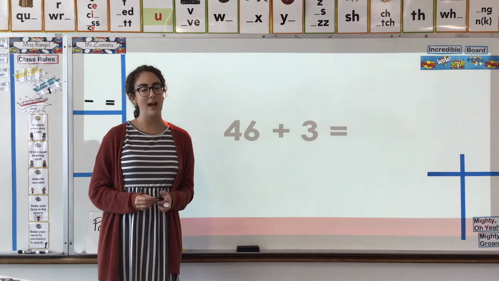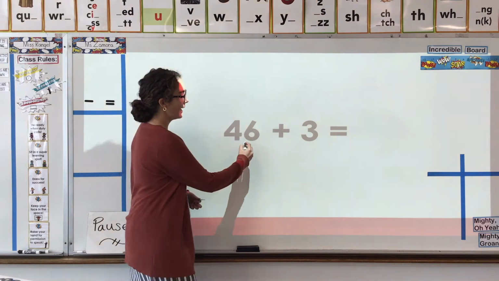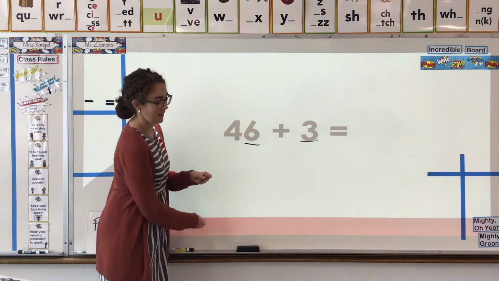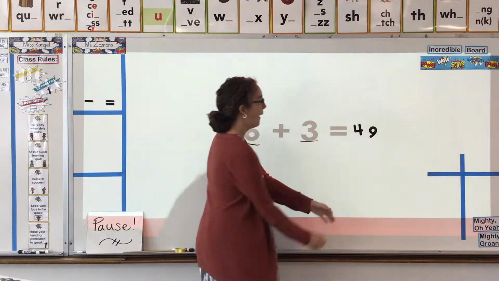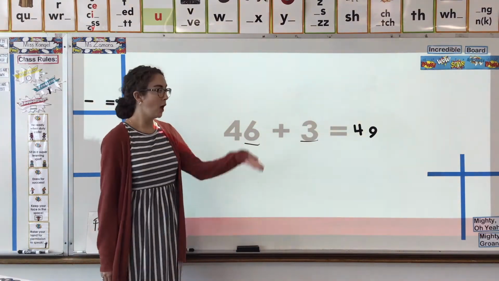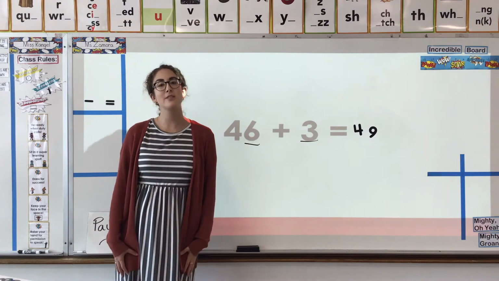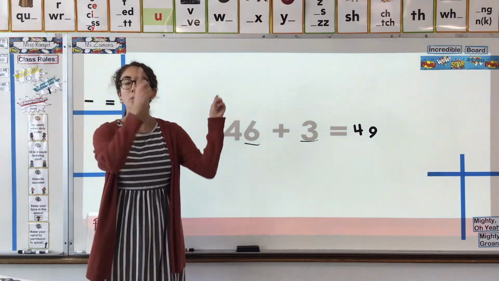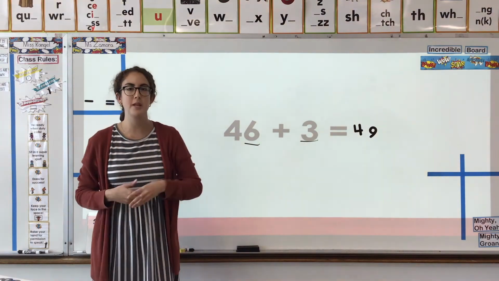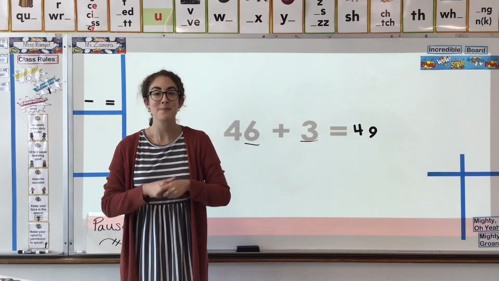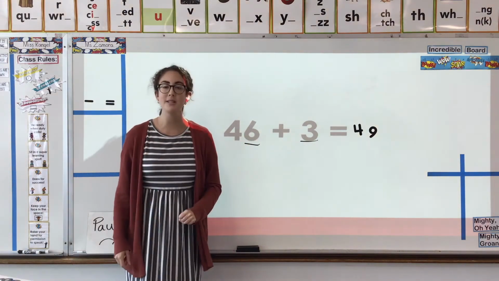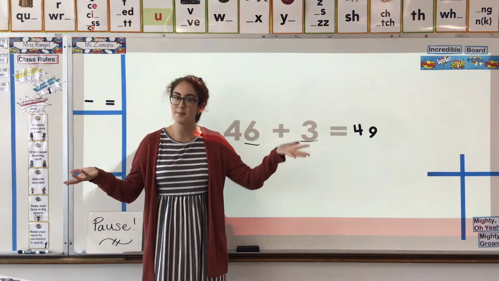You know how to solve this in your head? By adding what's in the same place. That is 49. 6 plus 3 is 9. So 46 plus 3 is 49. We solved this problem using what strategy? What knowledge did we use? Our place value knowledge, because we added numbers that were in the same place.